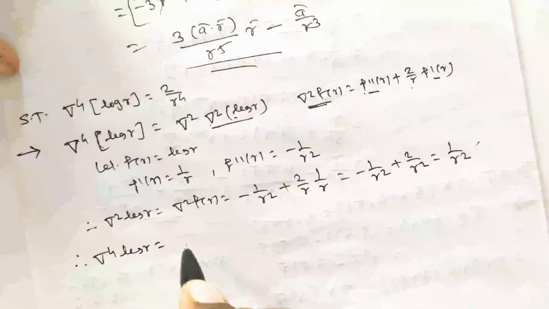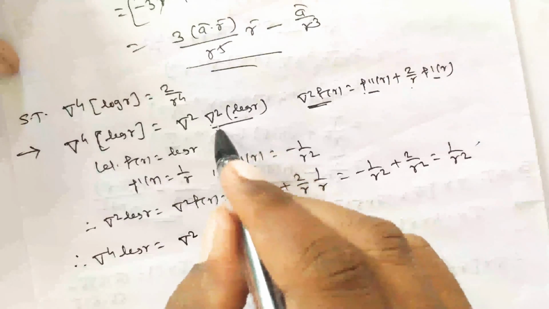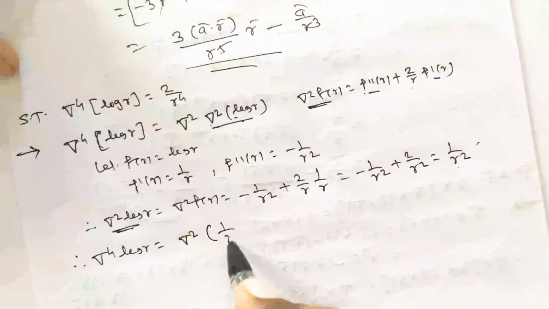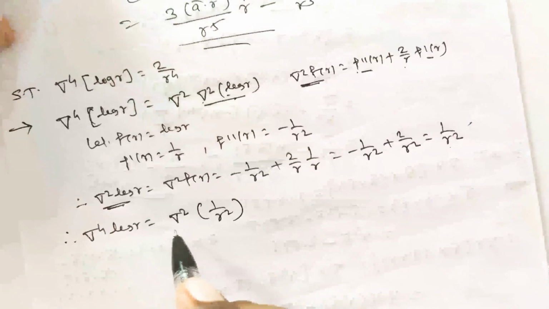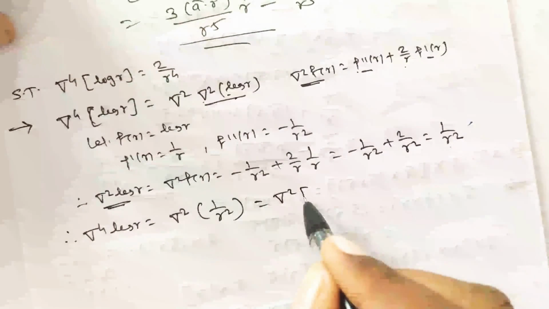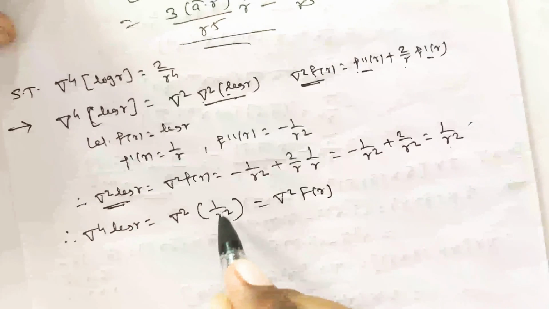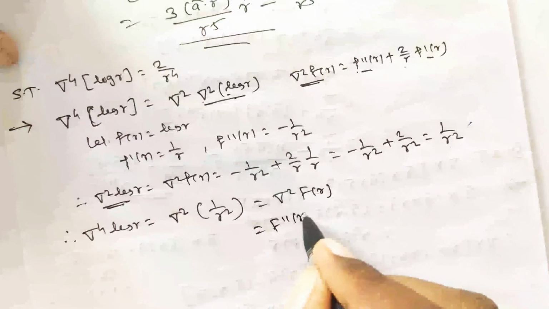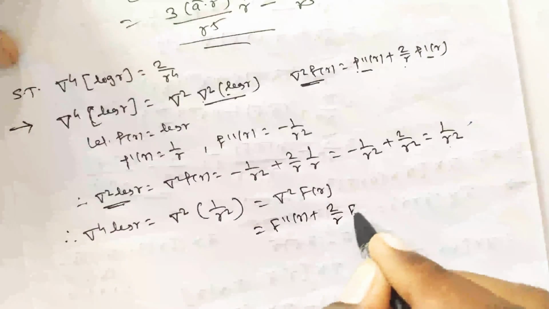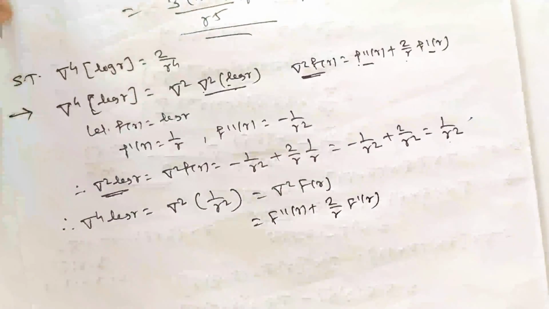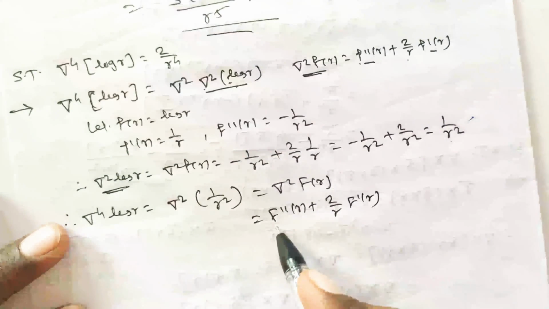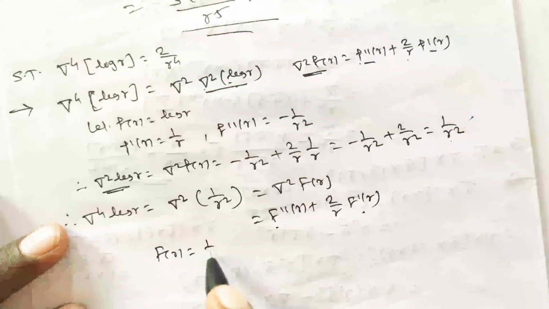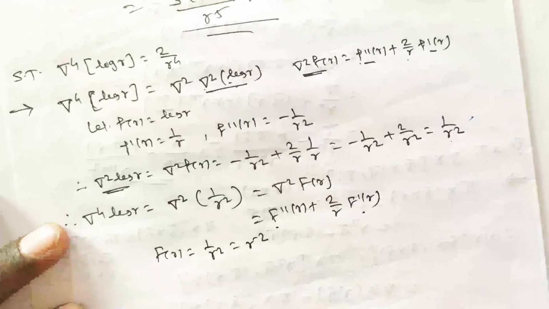So del square of f of r is 1 upon r square, and therefore del raised to 4 of log r is equal to del square of del square log r. And what is the value of del square log r? That is 1 by r square. Okay, so this is again del square of F of r, where capital F of r is equal to 1 upon r square, and del square of F of r we can write again as f double dash of r plus 2 by r into f dash of r. So for solving this, again we want f double dash of r and f dash of r. So what is capital F of r here?